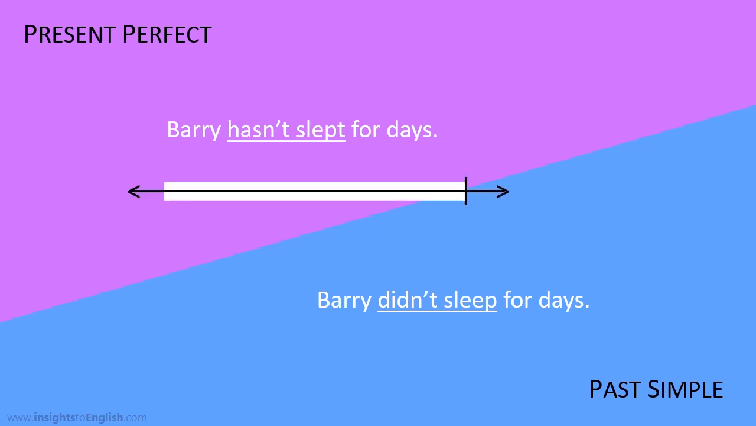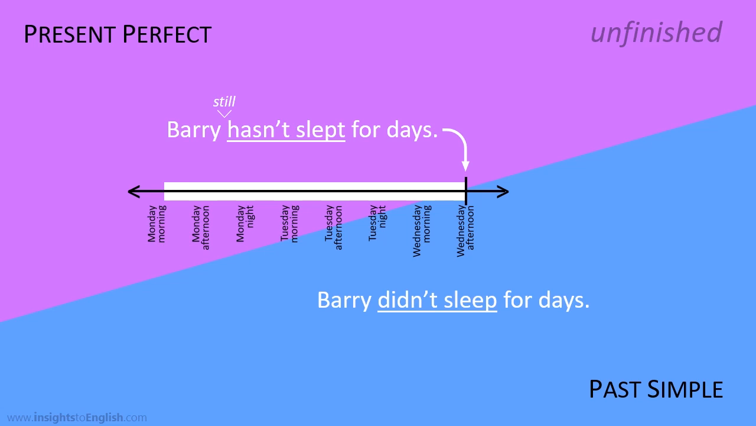Suppose Barry hasn't slept since he woke up Monday morning. Now it's Wednesday afternoon and he still hasn't slept. If it's still continuing in the present, then it's past and present together, so we use present perfect.